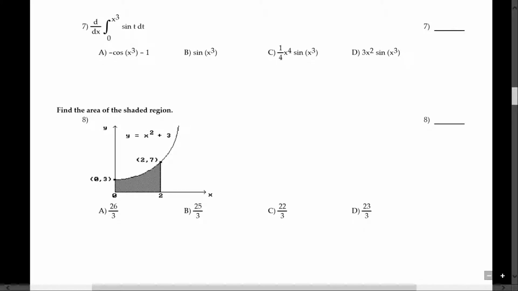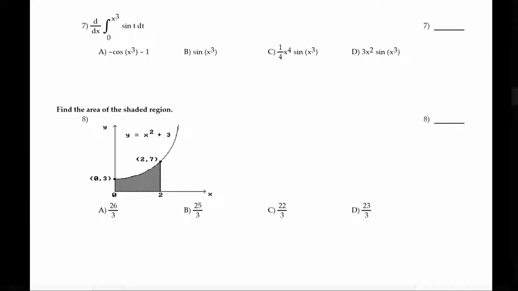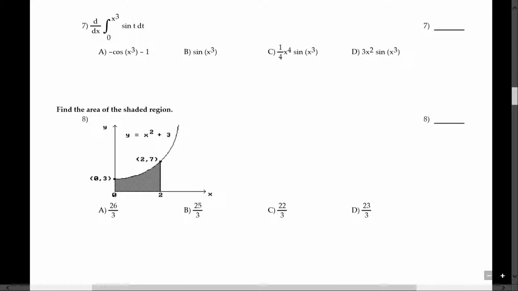Problem 7. Similar to the first one, except now we have a g of x for the upper limit instead of just plain old x. So we need to remember the chain rule. So we're going to substitute x cubed everywhere we see a t.